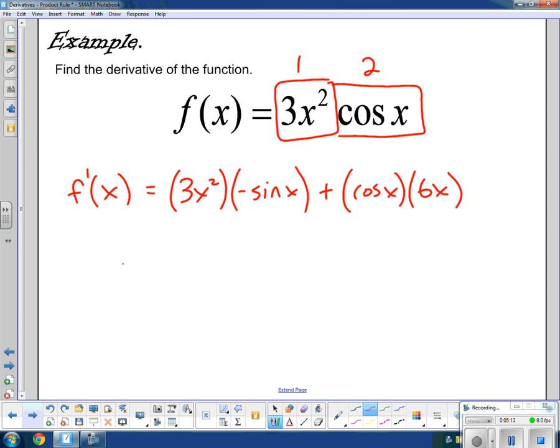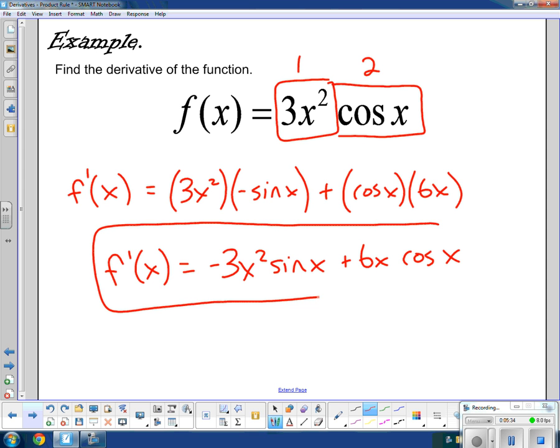some of these pieces to make it look prettier. That's completely up to you. I understand what these are. A 3x squared times a negative sine x, we can rewrite as negative 3x squared sine x. Cosine plus 6x, we would want to write the 6x in front if we were rearranging it. Either one of these would be an acceptable answer.